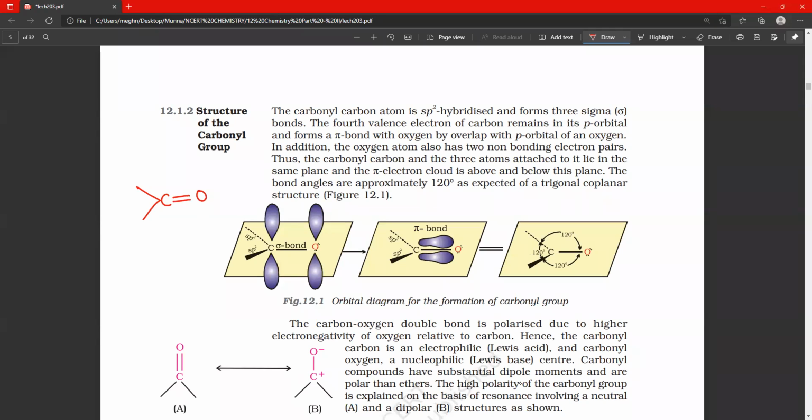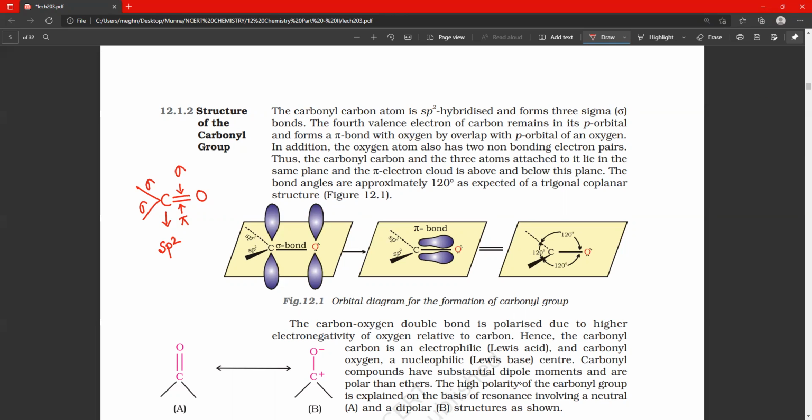all of you could make out the carbon is attached with 3 sigma bonds, because a double bond means one is sigma, one is pi. I hope this is known to you. This one is also sigma, this one is also sigma. So Ankita, can you tell me what is the hybridization of the carbon? sp2. That means it must have a planar structure.